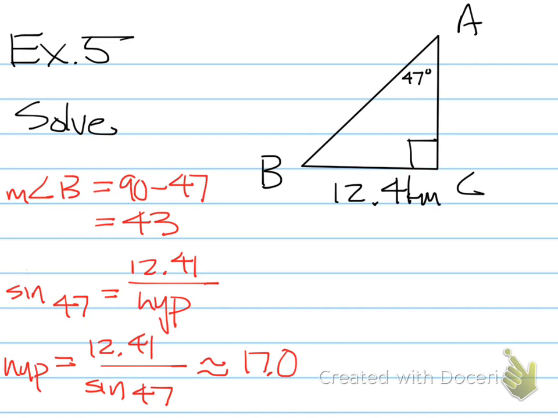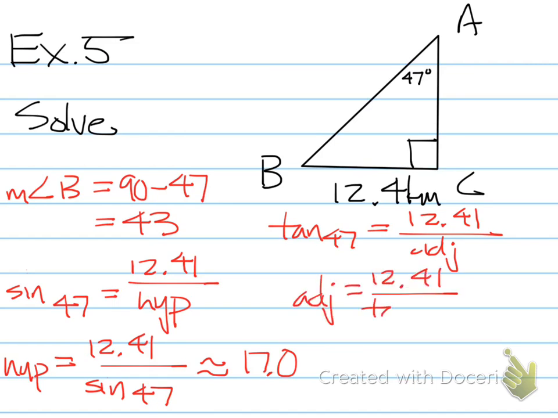And then for AC, AC is adjacent to the 47-degree angle, and 12.41 is still opposite that angle. Opposite over adjacent is tangent. So the tangent of that 47-degree angle equals the opposite side over the adjacent side. Again, flip-flop the adjacent and the tangent of 47. And the adjacent side is going to equal 12.41 divided by tangent of 47, which is approximately 11.6.